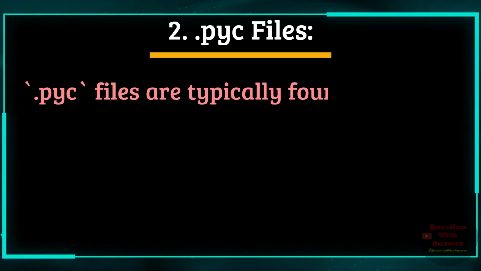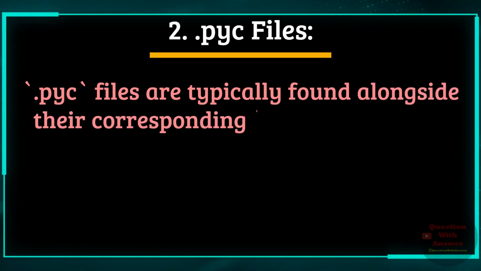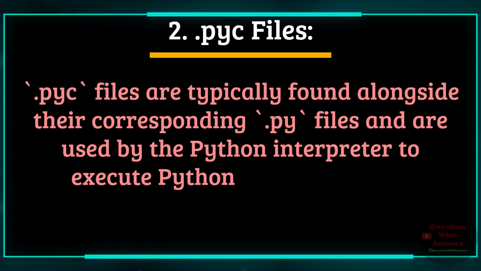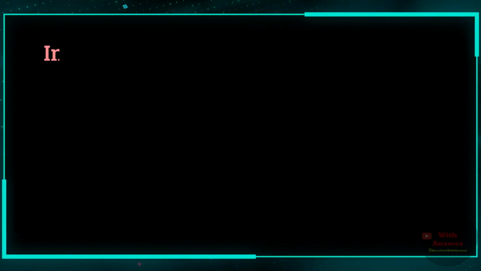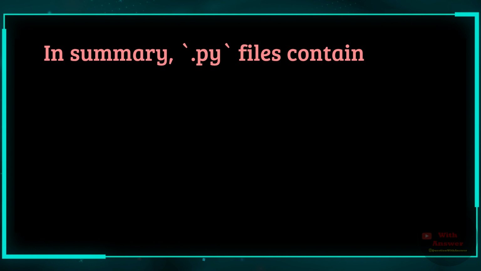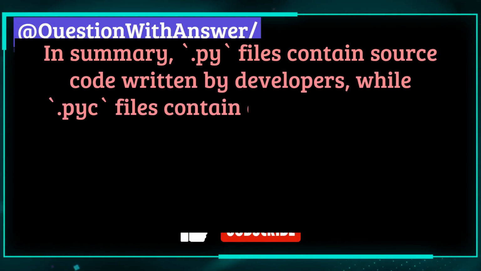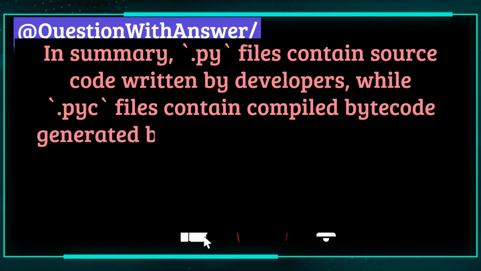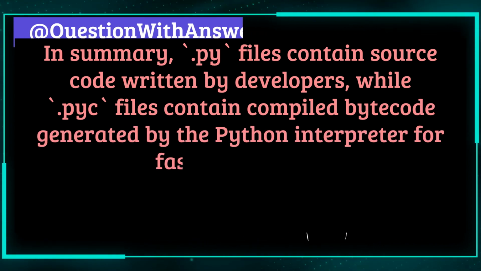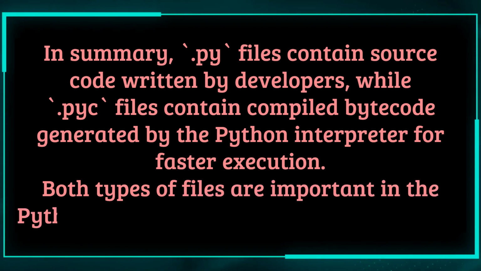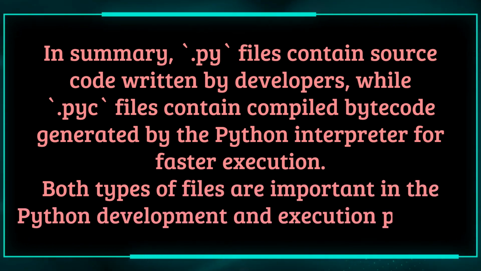.pyc files are typically found alongside their corresponding .py files and are used by the Python interpreter to execute Python code efficiently. In summary, .py files contain source code written by developers, while .pyc files contain compiled bytecode generated by the Python interpreter for faster execution. Both types of files are important in the Python development and execution process.